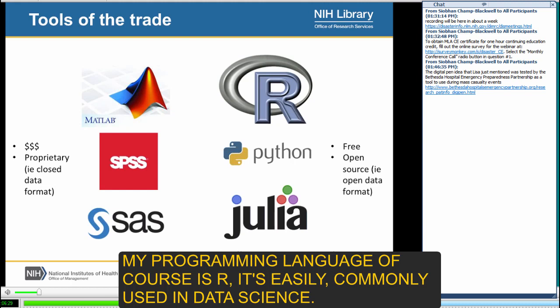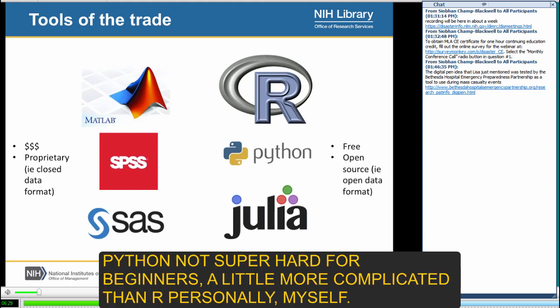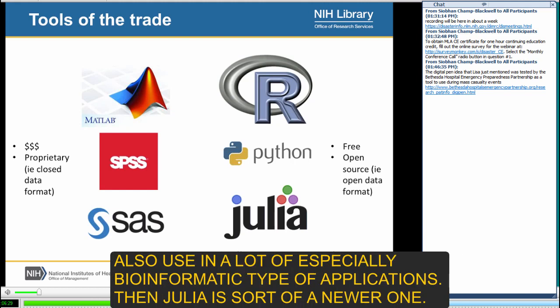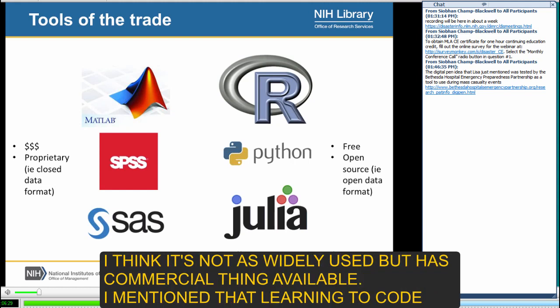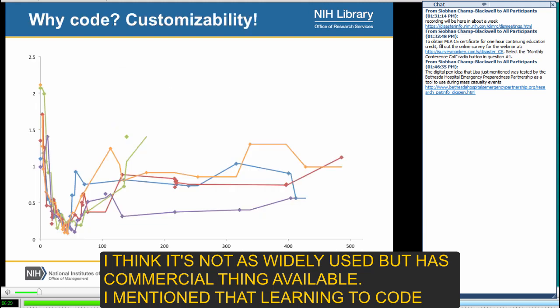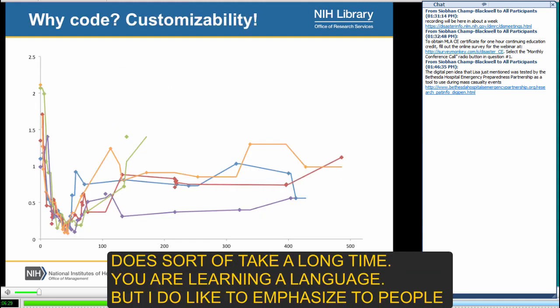So these are the types of things that data scientists are more typically using. R is my programming language of choice. I feel like it's very approachable for beginners to learn, very commonly used in data science applications. Python, also not super hard for beginners. I think it's a little more complicated than R, personally, for myself. Also used in a lot of, especially bioinformatics types of applications. And then Julia is sort of a newer one, and I think it's not as widely used, but has some potential, interesting things available. So I mentioned that learning to code does sort of take a long time.